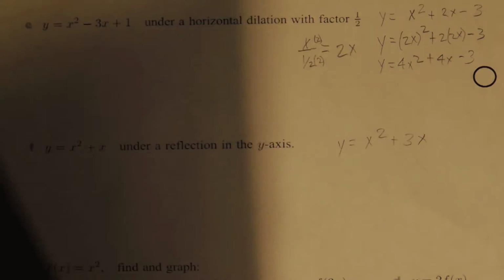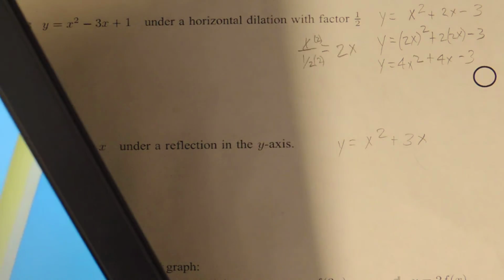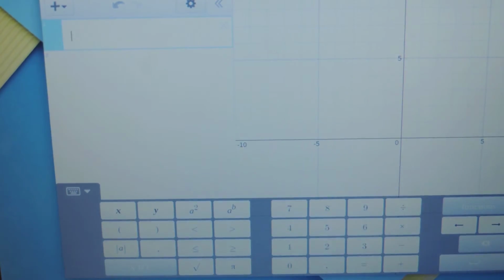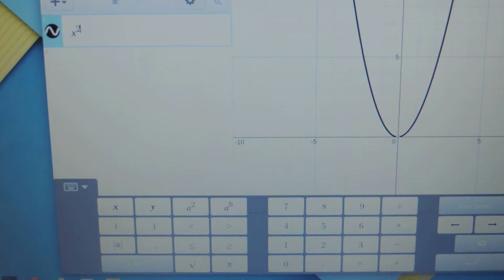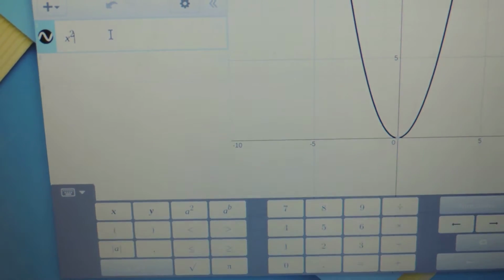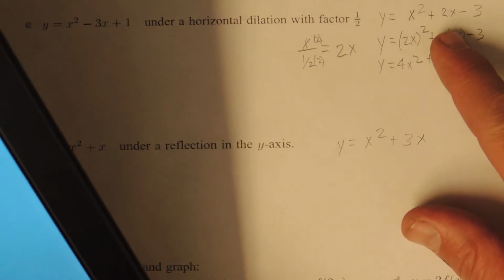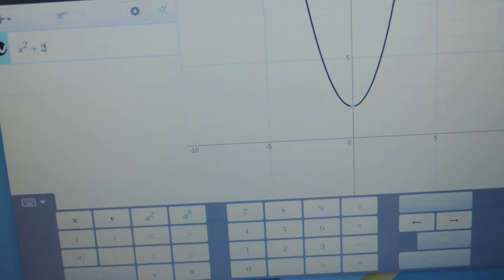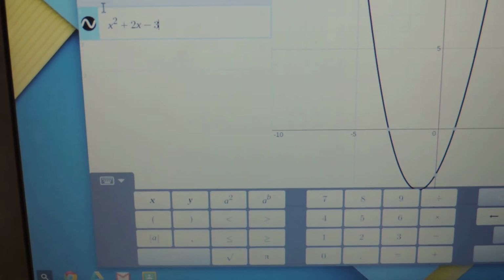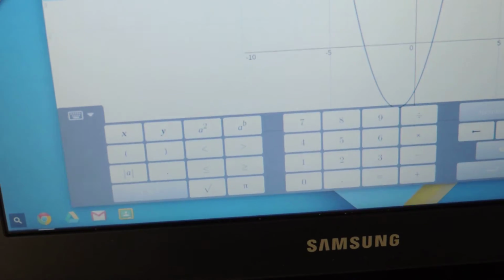And I will put in the original equation, y equals x squared plus 2x minus 3. So x, use the caret for the squared, x squared plus 2x minus 3. And I notice that gives me a parabola, as I would expect. The new one is 4x squared plus 4x minus 3.